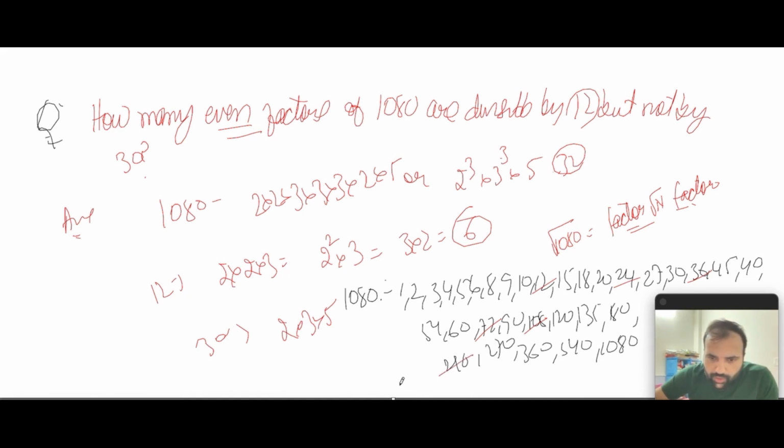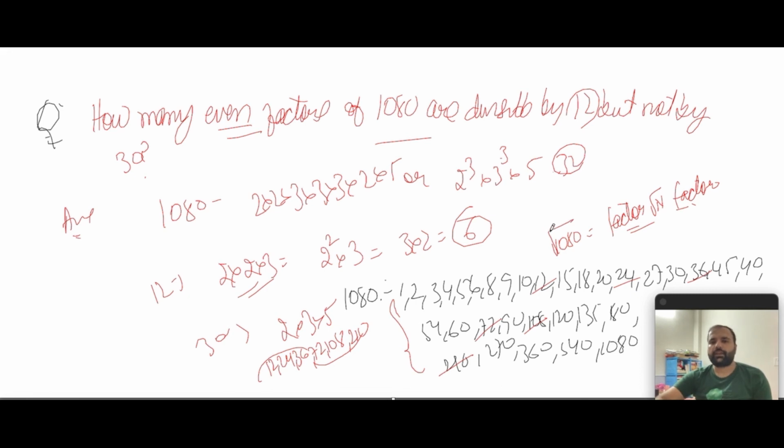So it has to be 12, 24, 36, 72, 108 and 216, because the rest of these numbers are divisible by 30. Let me write it over here: 12, 24, 36, 72, 108 and 216. So these are the 6 numbers that are divisible by 12 but not by 30. So it was not a difficult question; it looked difficult, but it was not.